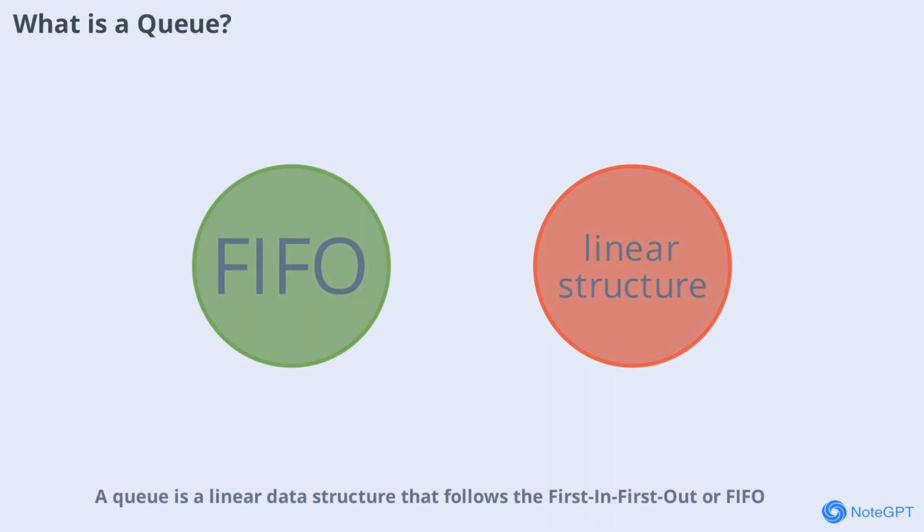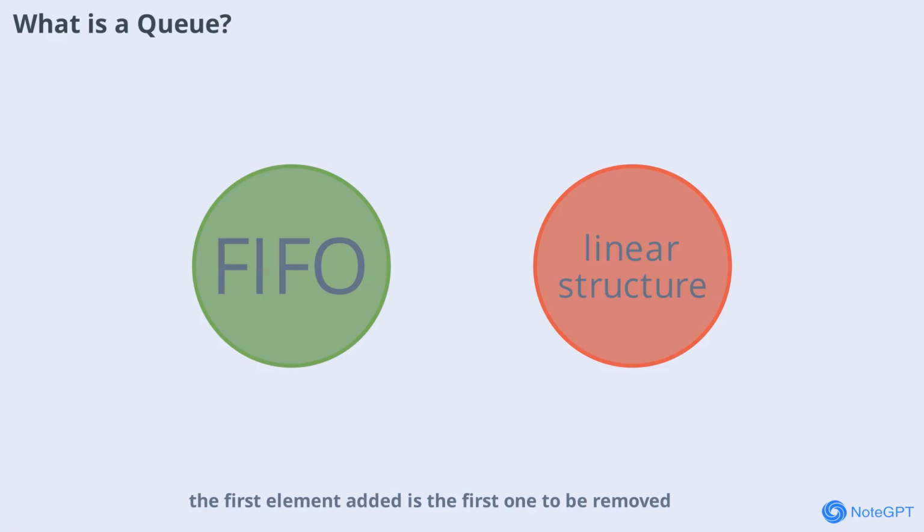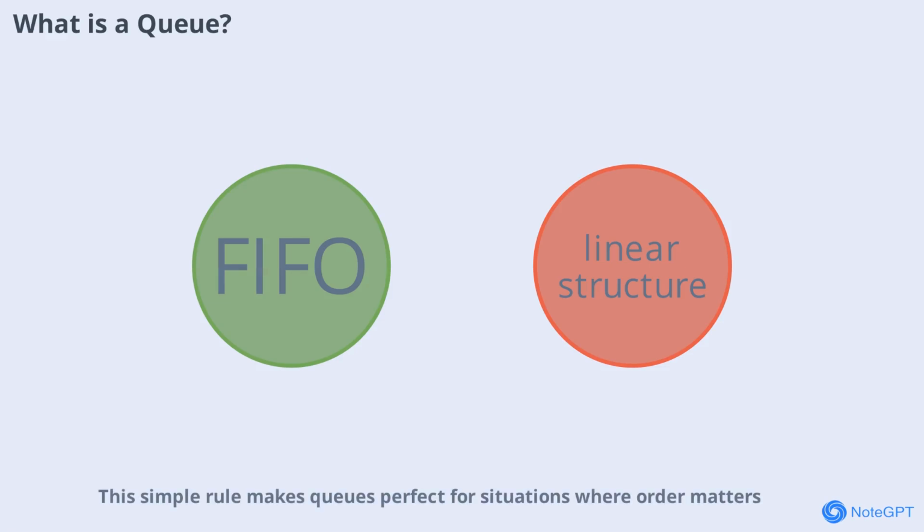A queue is a linear data structure that follows the first in first out, or FIFO, principle. Imagine a line at a ticket counter. The first person to get in line is the first to be served. Similarly, in a queue, the first element added is the first one to be removed. This simple rule makes queues perfect for situations where order matters.